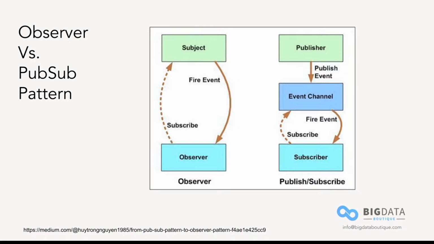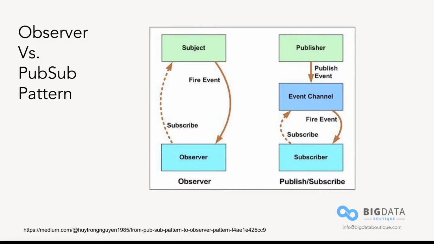So if the observer is receiving too much information, it can notify the subject, hey, please stop sending me so much data. Just slow down the rate, and I will notify you again when I am ready to process more information at higher rates. So it's not something bad. It's not that PubSub is better than observer. Depending on your use case, one can be better than the other.